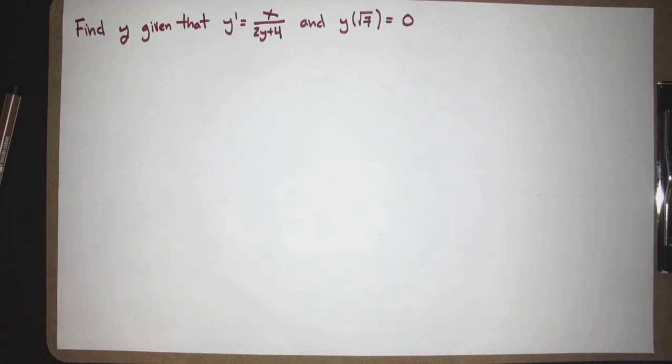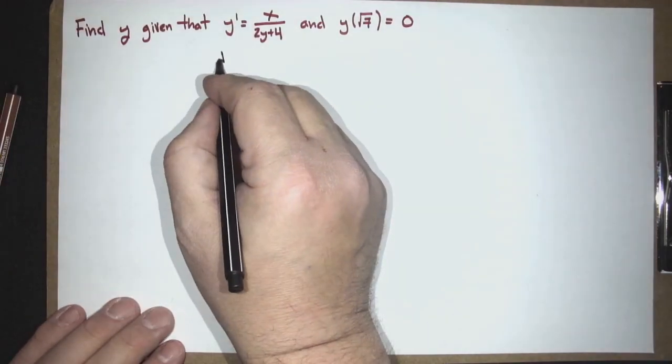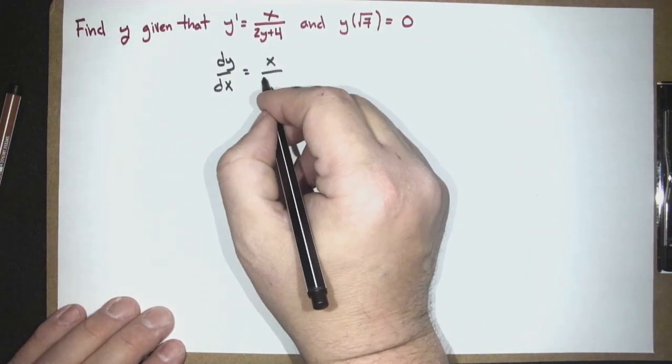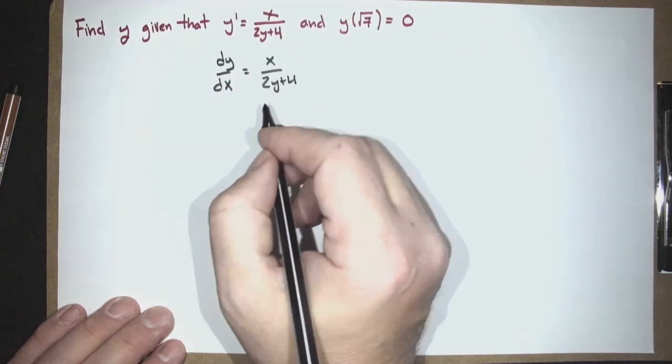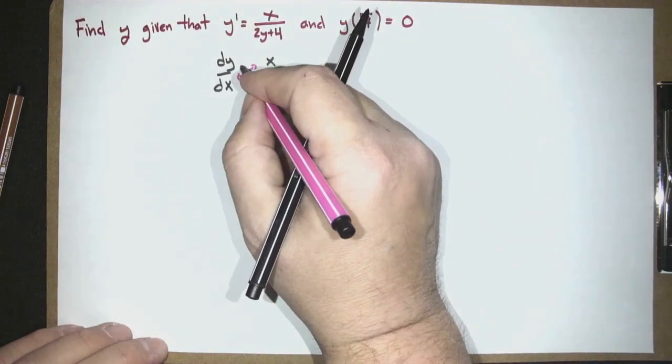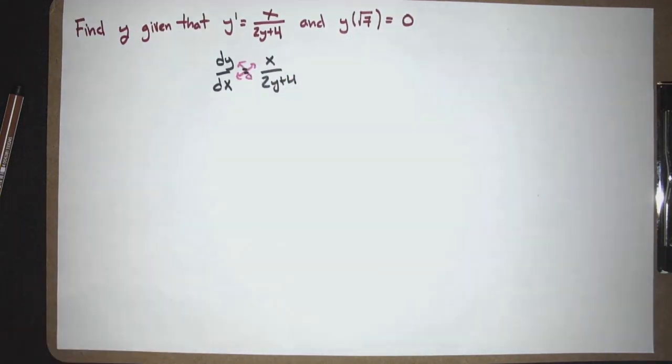Separate. Okay, so we look at it and say, hey, this looks like dy over dx is x over 2y plus 4. So here, separation is going to be no big surprises. It's a lot like cross multiplication. Because it will be cross multiplication.